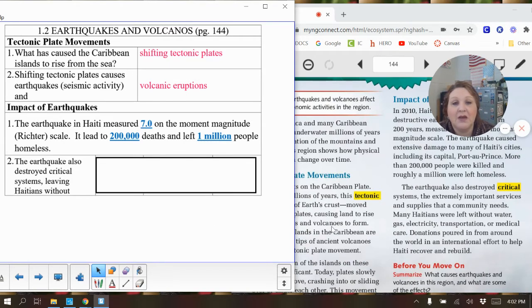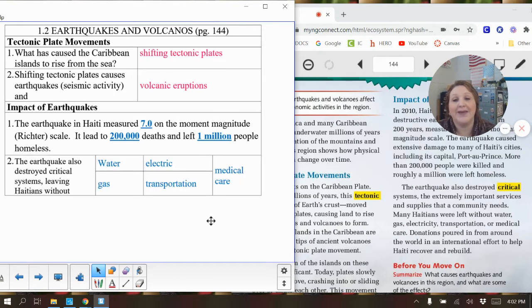So, a 7.0 on the Richter scale, or the moment magnitude scale, is very high and very destructive, obviously, when it led to 200,000 deaths and 1 million people homeless because it destroyed their homes. So that also meant that it left them without all of these things that were listed there: water, gas, electric, transportation, and medical care.